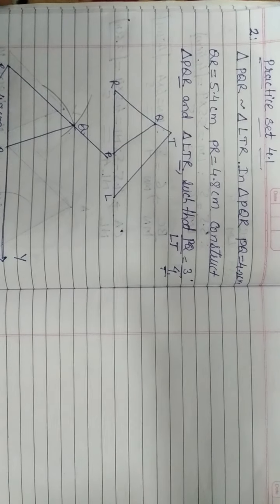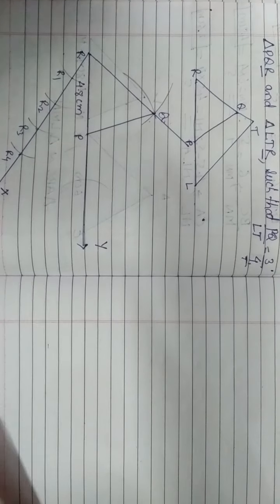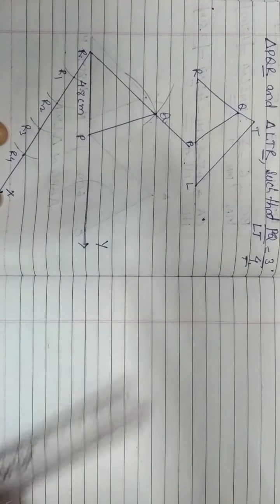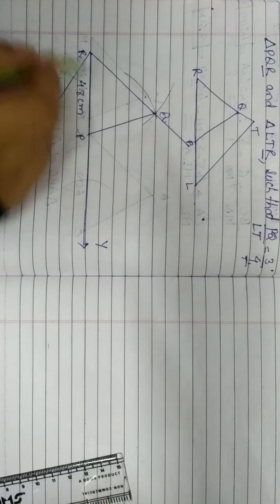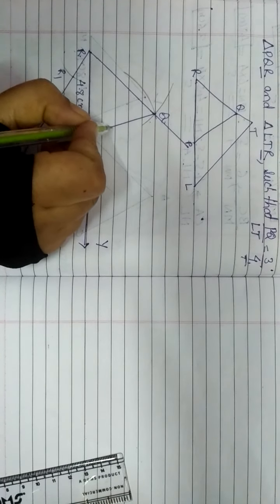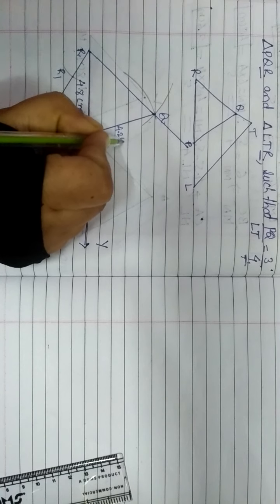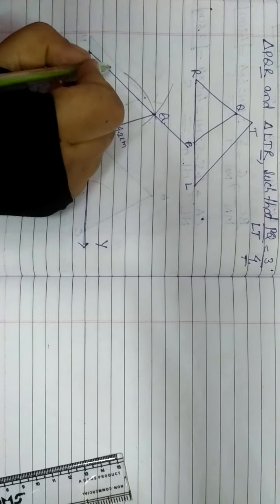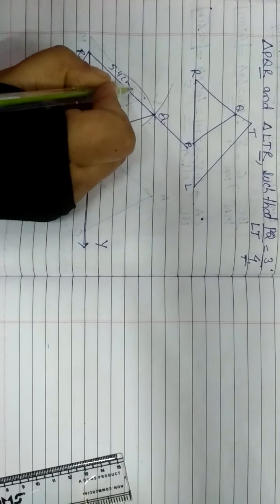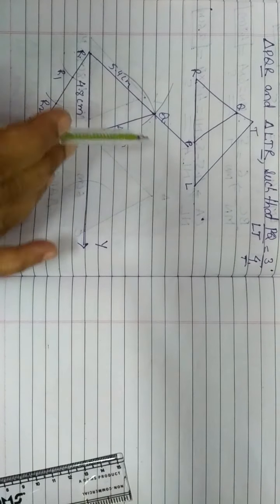So here I have drawn the triangle PQR with the given measurements. Look here, PR is 4.8 centimeter, PQ is 4.2 centimeter, and QR is 5.4 centimeter. I made the arcs and made the triangle.